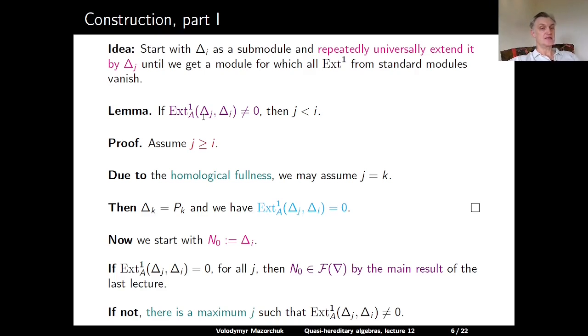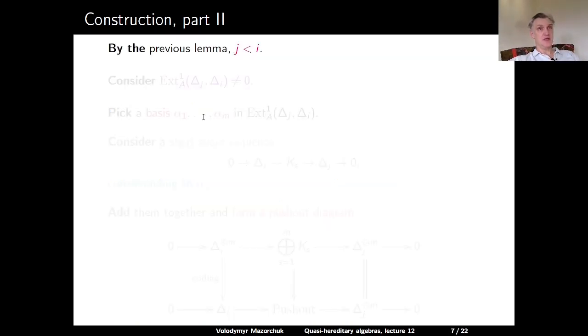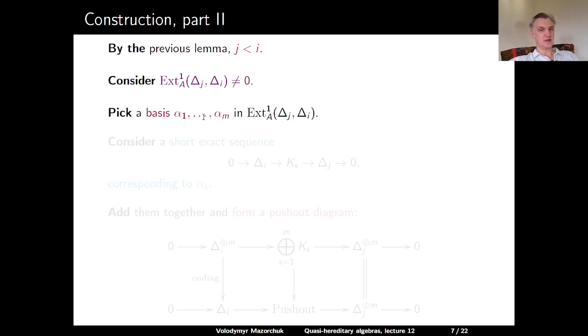then of course there exists a maximal j such that Ext1 from delta j to delta I is non-zero. By the previous lemma, we of course have that j is strictly smaller than I. So we consider the finite dimensional vector space of all first extensions from delta j to delta I, and we can pick some finite basis in this vector space. Let's call it alpha 1 and so on, alpha m.